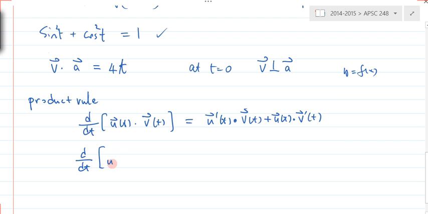So you could also have a cross product. When you expand this one using the product rule, just change this dot into a cross product here.